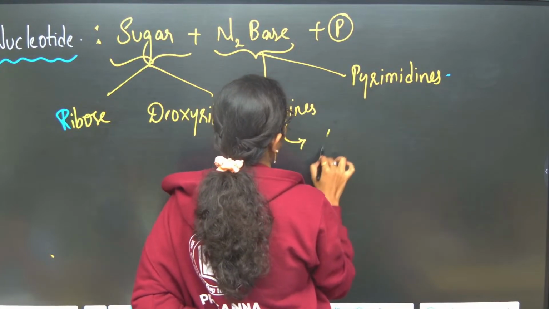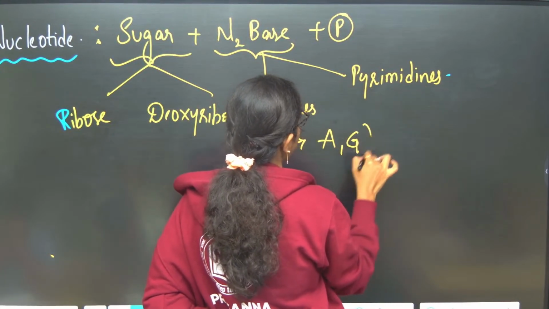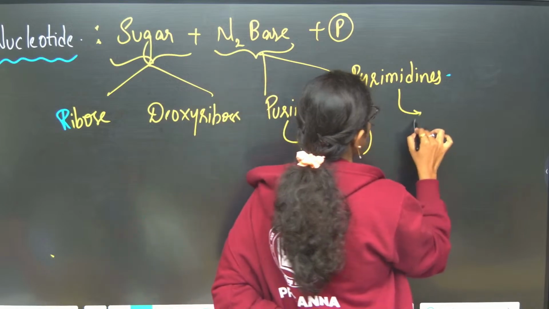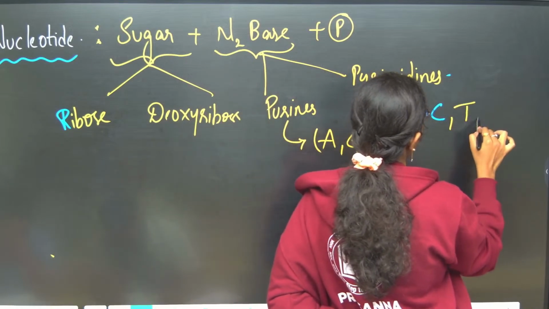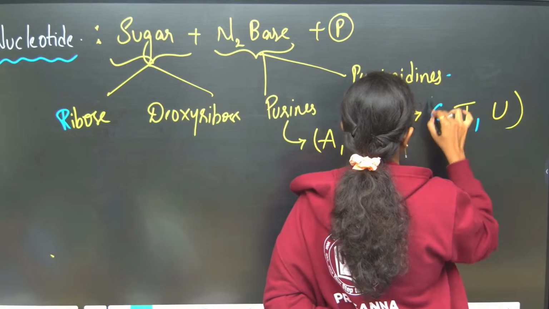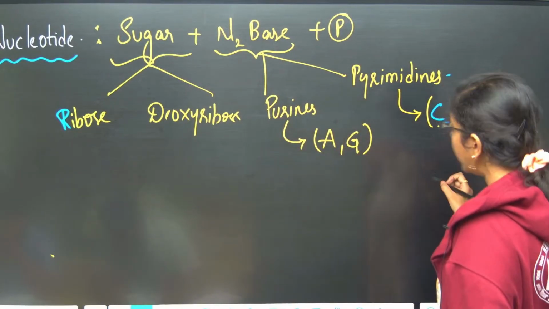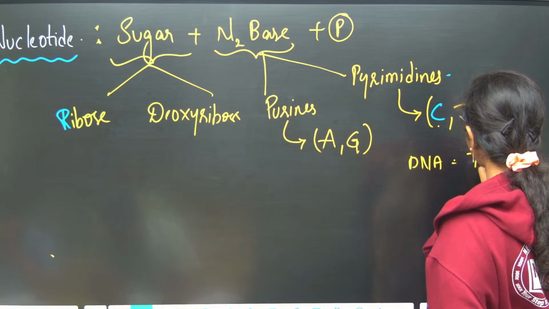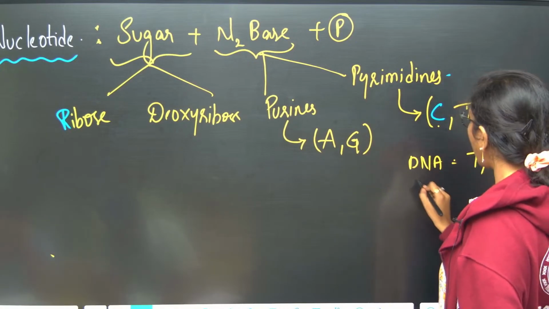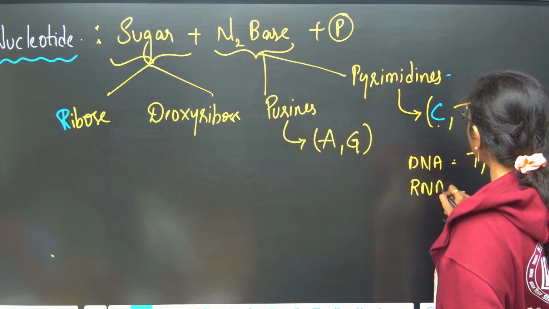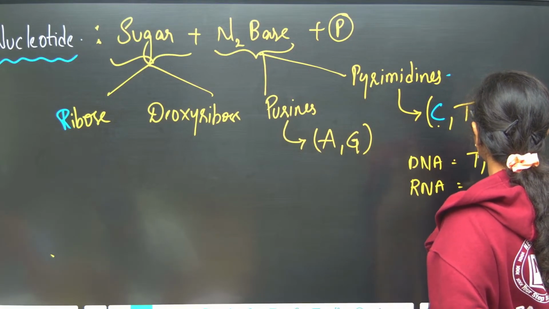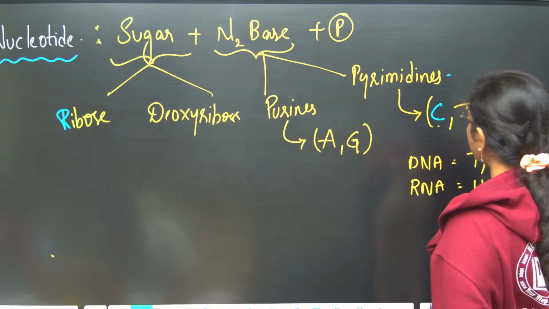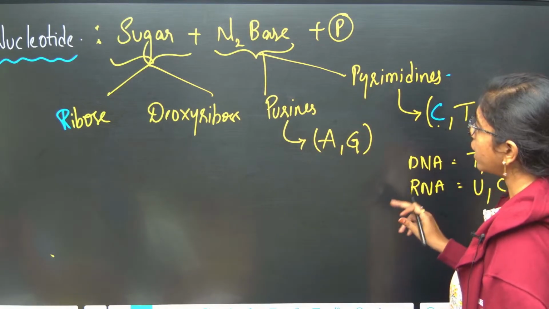Purines can be adenine and guanine. Pyrimidines can be cytosine, thymine and uracil. Of these three, in DNA, thymine and cytosine are present. In RNA, uracil and cytosine are present. And this will form what?